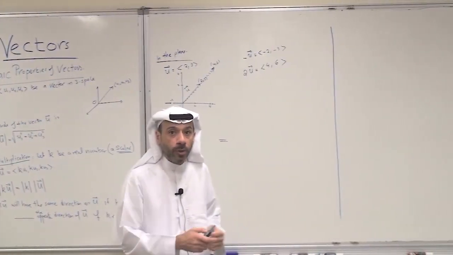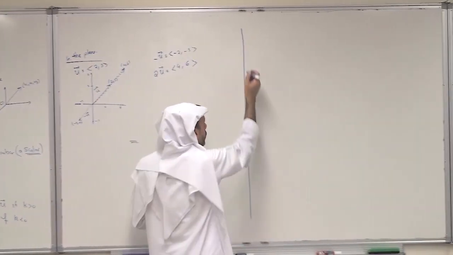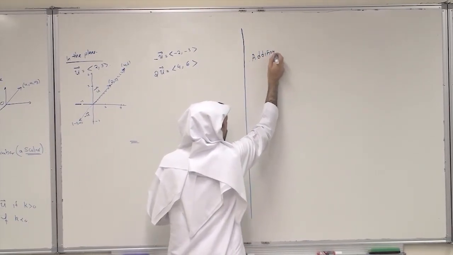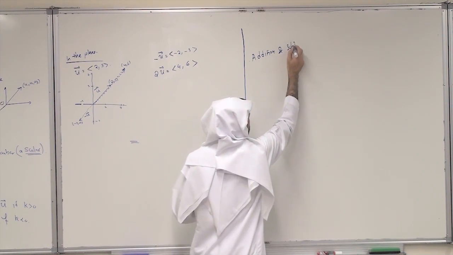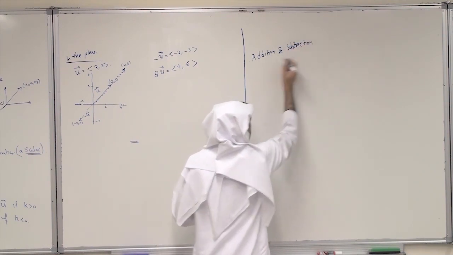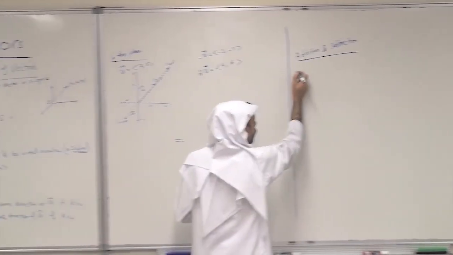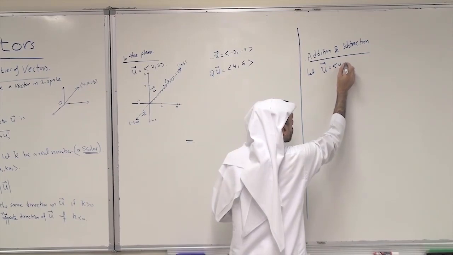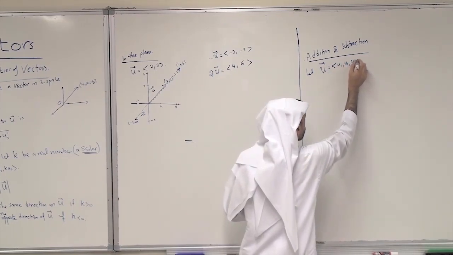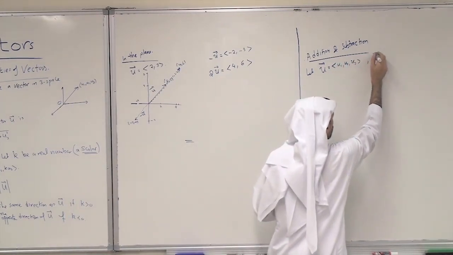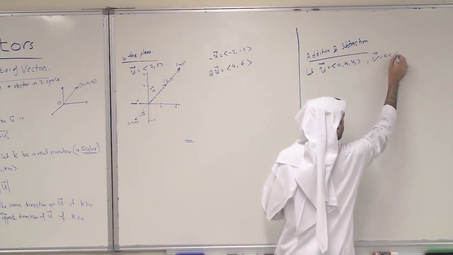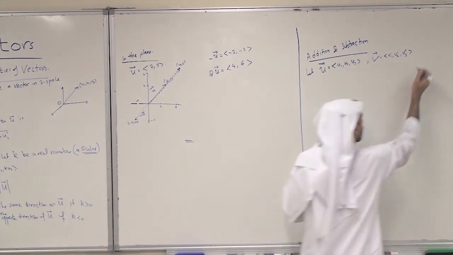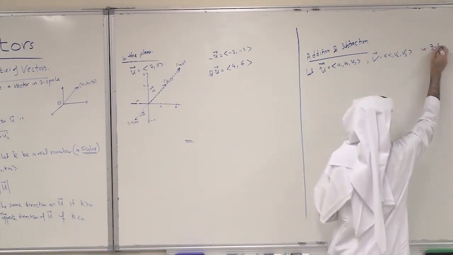And now we consider another operation in vectors, which is really addition and subtraction. So let's take two vectors. Let U, the first vector, be U1, U2, U3, and V, another vector, which is V1, V2, and V3. Two vectors in three-dimensional space.